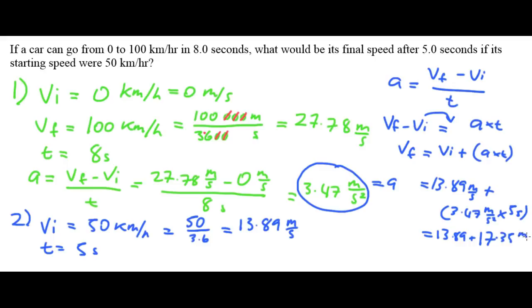So over that 5 seconds, if it gets faster by 3.47 meters per second every second, this is how much it changed. If it started at that speed already, over 5 seconds it got 17.35 meters per second faster. Our final velocity, how fast it should be going at the end, is 31.24 meters per second. Beautiful. That's your answer.